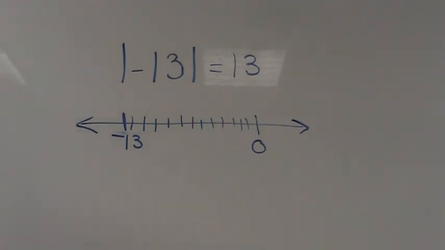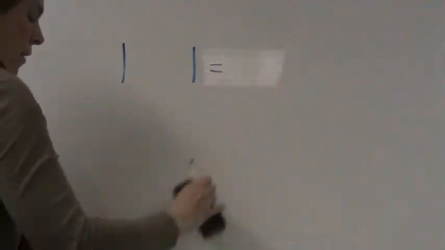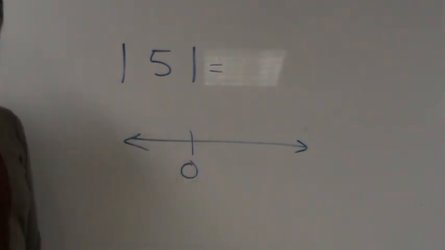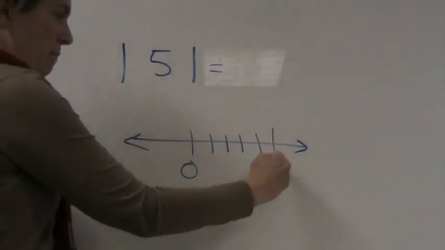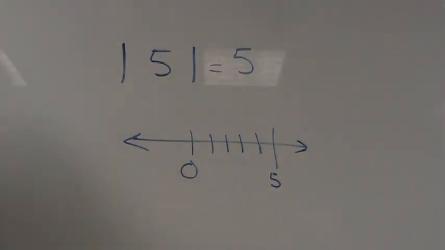And this works for positive numbers as well as negative numbers. The absolute value is always going to be a positive quantity. If I have a different problem, say I want to find the absolute value of the number 5, again, I want to know how far is that number away from 0 on the number line. So if I have 5 there, it is 5 spaces away. So again, the absolute value is always a positive quantity.